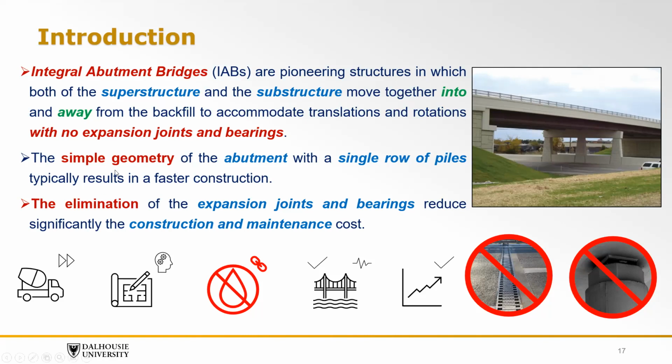Also, the simple geometry of the abutment with a single row of piles, which is very typical, results in very fast construction as well. Because basically, as we're going to see in the next slide, we're just going to use one row of H piles, and that's it, and we support our abutment on this. So it's very useful to eliminate the expansion joints and the bearings, which significantly reduces the construction and maintenance costs.